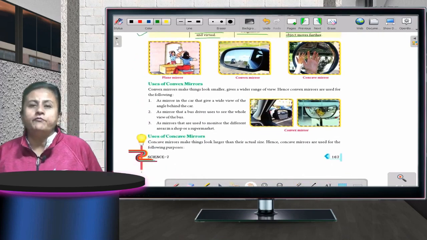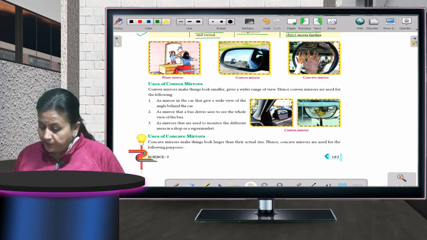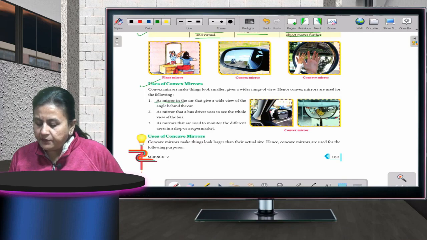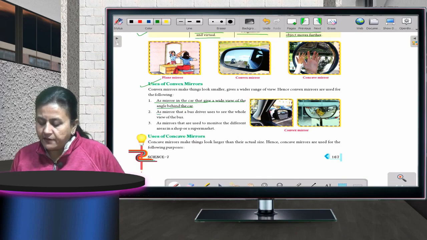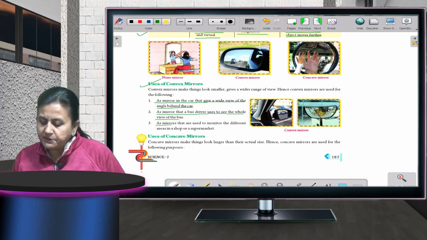Uses of convex mirror. Where are we using convex mirror? Uses of convex mirror: as a mirror in the car that gives a wide view of the angle behind the car. As a mirror that a bus driver uses to see the whole view of the bus. Then, as mirrors that are used to monitor different areas in a shop or a supermarket.